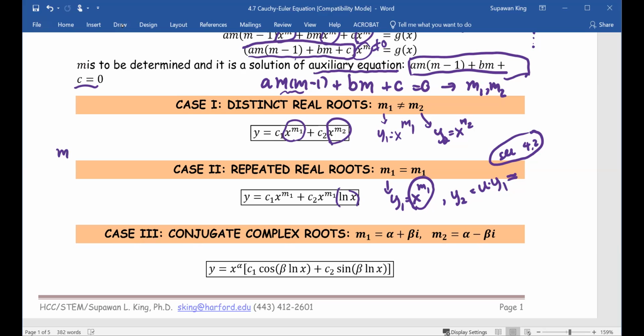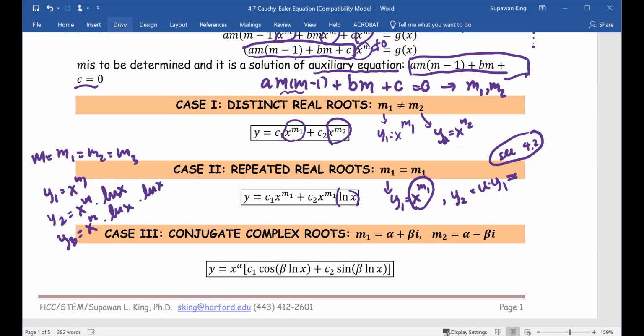So in the case you have three solutions, like m1 equals m2 equals m3, y1 is x to the m1. Let me write it as m. So y1 is x to the m. y2 is the same x to the m, but multiplied by log x. And y3 is similar, but you keep multiplying by another log x. Or we can say y3 is x to the m multiplied by log x to the power of two. So you keep multiplying by another log x when you have another repeated solution. That's the solution for the case of repeated real roots.